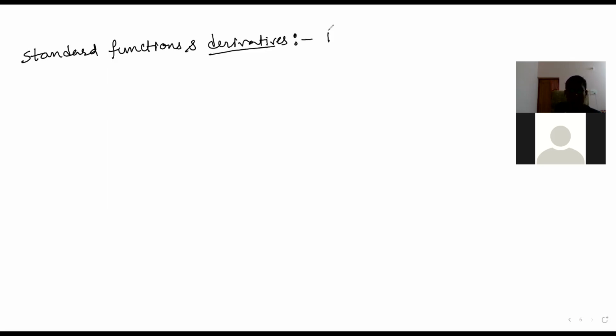Now we have some standard derivatives we need to know, standard functions and their derivatives. Number one: f of x equals x to the power of n. What is the derivative of this? F dash of x is? What is the derivative of x to the power of n?